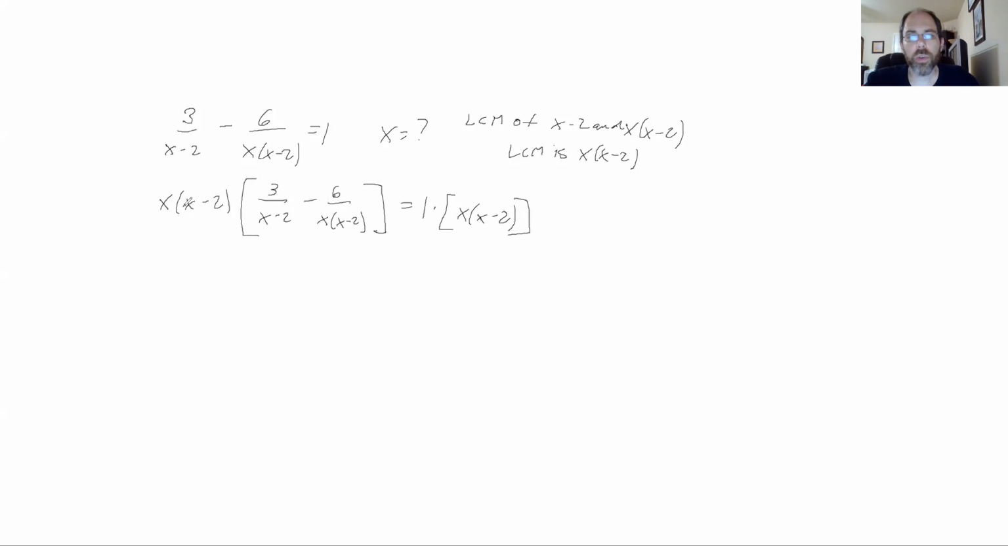So now when I distribute this, I can see how many things will cancel out. So distributing this term times the first, my x minus 2's will cancel. X times 3 is 3x. And when I distribute this whole thing times the second, the entire fraction will cancel out, and all I'm left with is minus 6. On this side, 1 times anything is just itself. So I have x times x minus 2. So of course, this equation looks a lot easier to solve than this one.